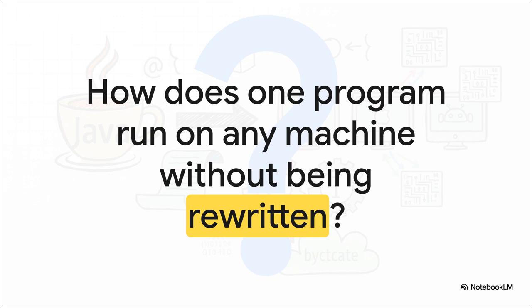So, this is the big question, right? It's the famous write once, run anywhere promise that really put Java on the map. But how does that actually work? It sounds impossible. Stick with me because in this explainer, we're going to pull back the curtain and see the ingenious trick that makes it all possible.